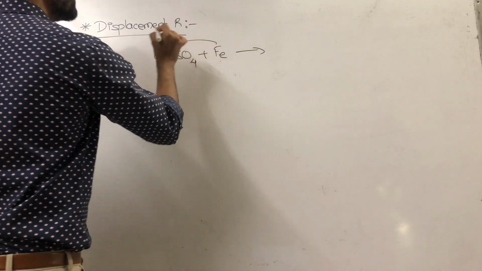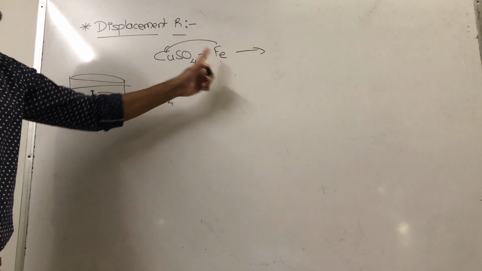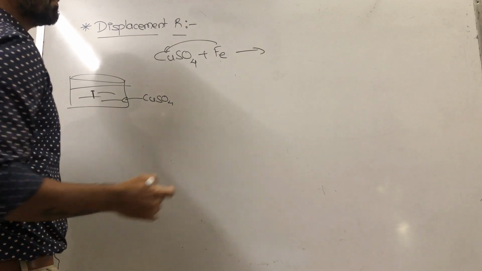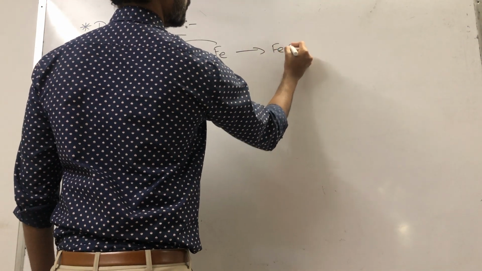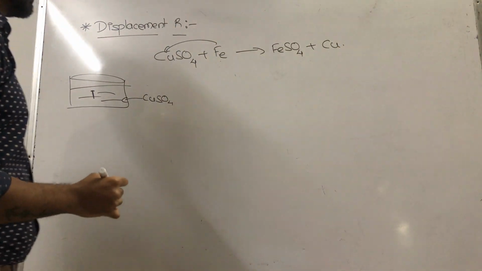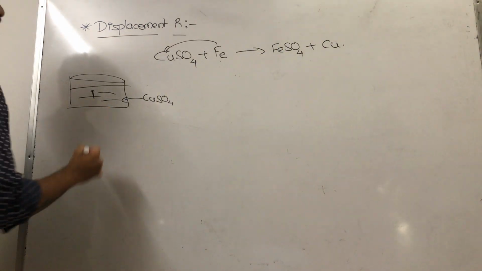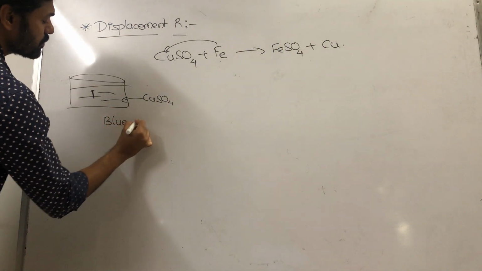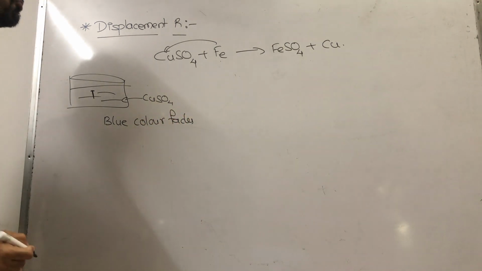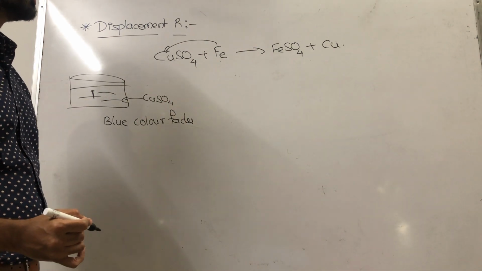Iron being more active than copper. Both copper and iron are metal. But iron is an active metal than copper. So what iron does? Iron displaces copper from this compound. So it will form ferrous sulfate and copper. Now because of this formation of ferrous sulfate, what we notice? The blue color of the solution fades because of formation of ferrous sulfate. The blue color was due to copper sulfate.